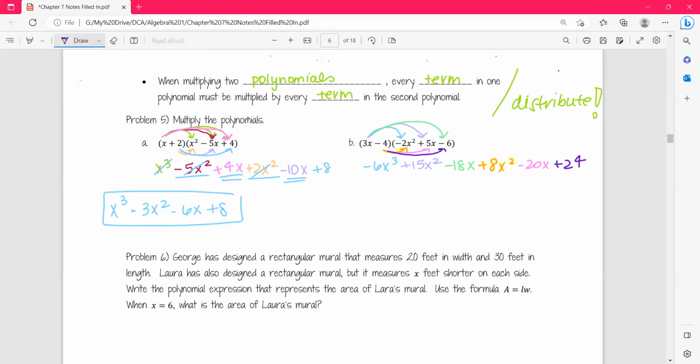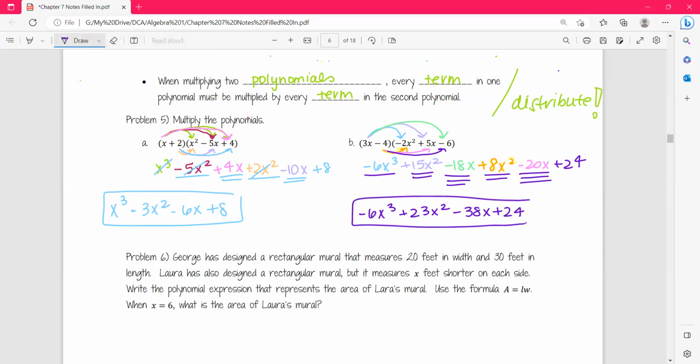And then we look for our like terms. Negative 6x cubed, there's only one x cubed, so we're going to leave that alone. 15x squared plus 8x squared gives me 23x squared. Negative 18x minus 20x is negative 38x. Plus 24 at the end. Okay? And then one last word problem here at the very end.